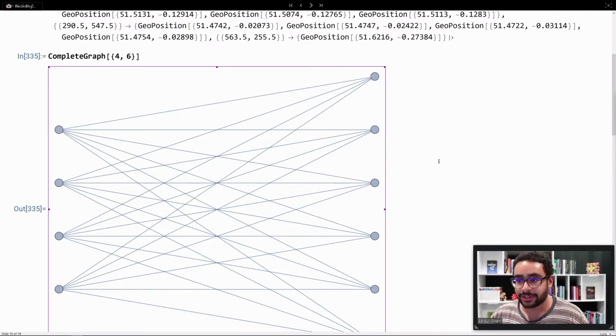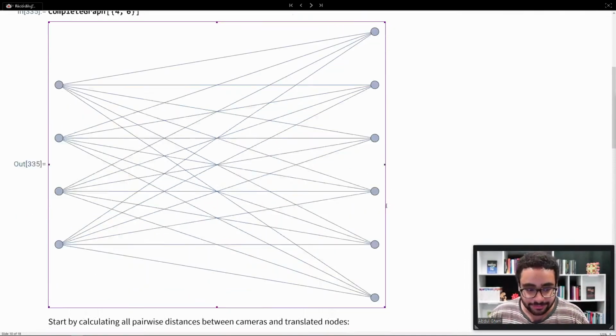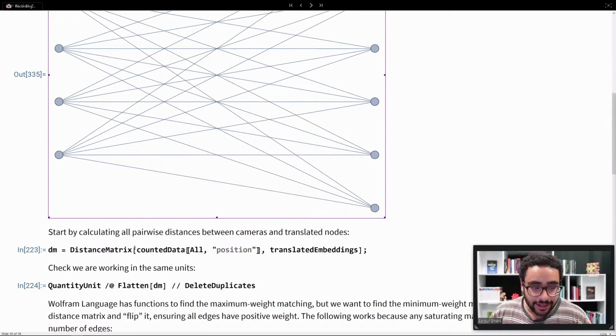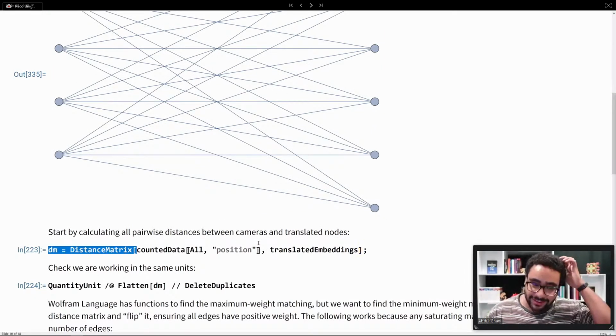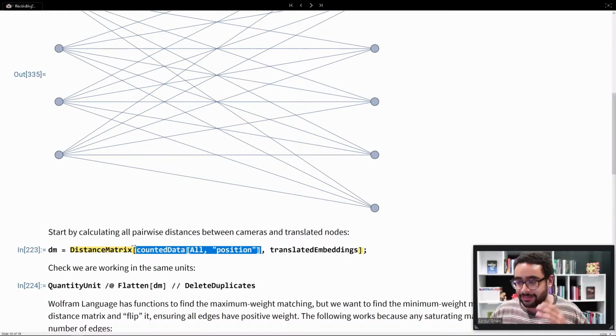We need to build that graph, and we're going to build it from its adjacency matrix. We have a list, right? For, let's say, the second camera and the third node, we have a matrix where the second and third position is the distance between the second camera and the third node. So let's start. That matrix is a distance matrix. It's a matrix that gives us all the pairwise differences.